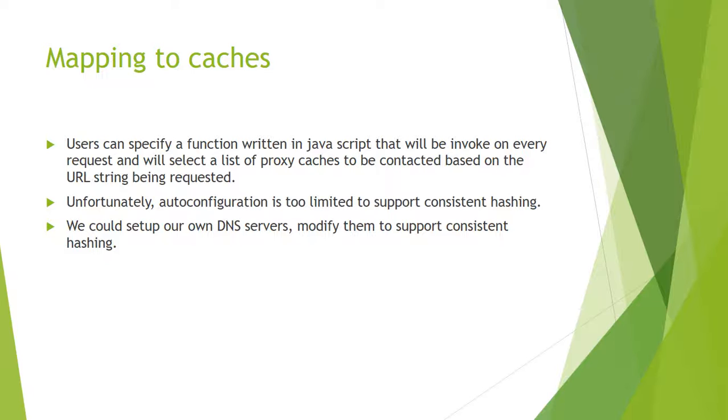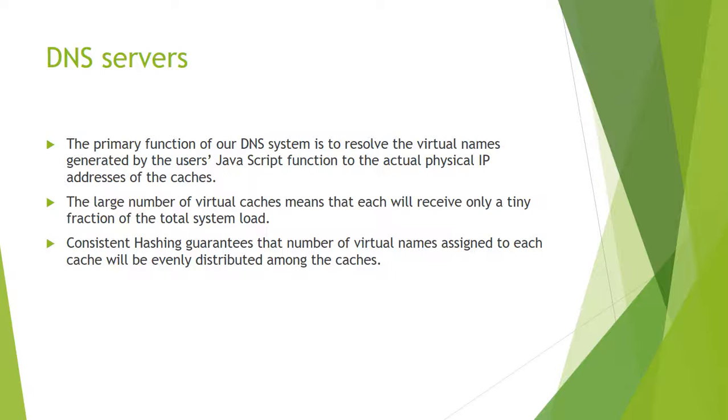In order to get around this problem, we decided to use the DNS. With the DNS servers, we could set up our own DNS servers and modify them to support consistent hashing. The primary function of a DNS server system is to resolve the virtual names generated by the user's JavaScript function to the actual physical IP addresses of the caches.